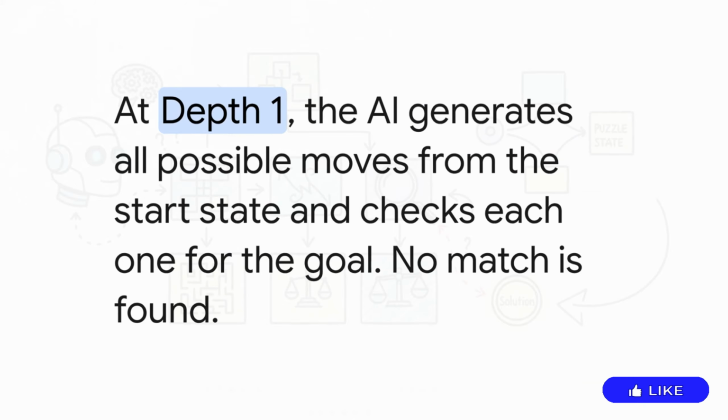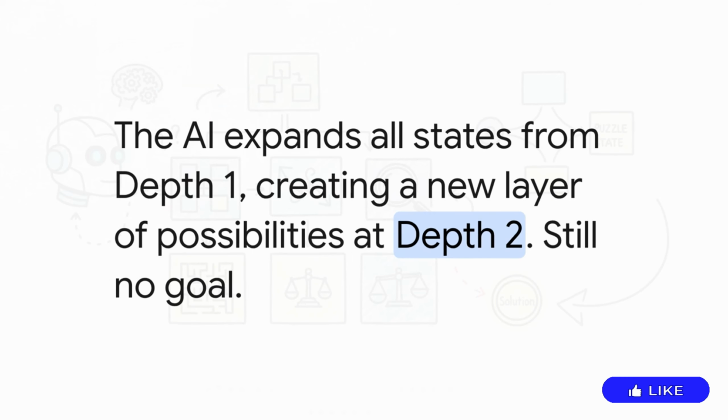Okay, now we're one level down, at depth 1. From that starting puzzle, the AI calculates every legal move. So let's say it can move the blank tile 3 ways. It creates those 3 new puzzles and checks each one. Is this the goal? Nope. How about this one? Still no. All right, time to expand the search again. And now, this is where things start to explode outward. The AI takes all 3 of those puzzles from depth 1 and generates all of their possible next moves.